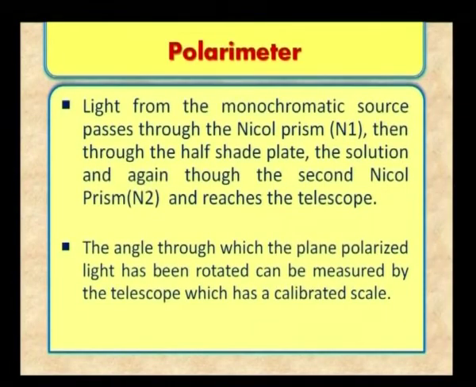Light from a monochromatic source passes through a nickel prism N1, that is your polarizer. Then through a half shade plate, the solution, and again through a second nickel prism N2, which is used as an analyzer. N1 is the polarizer and N2 is the analyzer, and finally, it reaches the telescope. The angle through which the plane polarized light has been rotated can be measured by means of a telescope, which has a calibrated scale. That is what you do using a polarimeter.